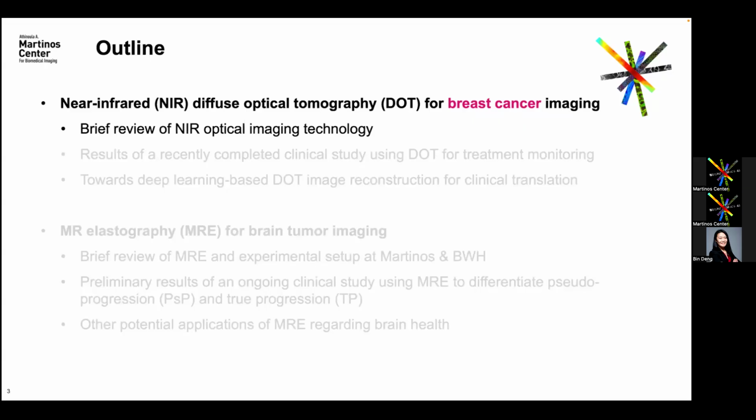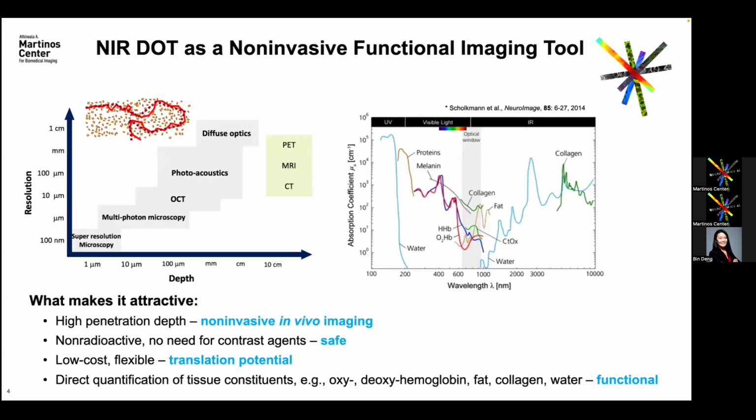So first off, I'll give you a brief introduction on near-infrared optical imaging. Some of you might not be familiar with this technology, but if you work in the field of functional MRI, you may have heard of functional near-infrared. Basically, it uses the same principle. It leverages near-infrared light in what we call the optical window, where the absorption of water is relatively low, which offers us the opportunity to measure the concentration of oxyhemoglobin, deoxyhemoglobin, collagen, and fat in the tissue.